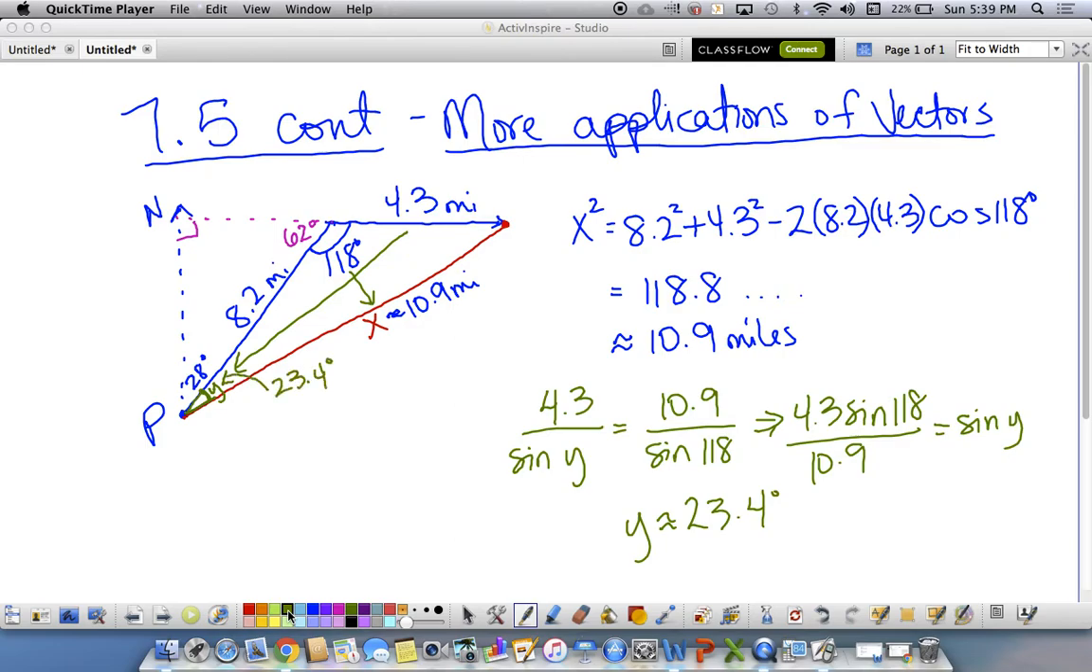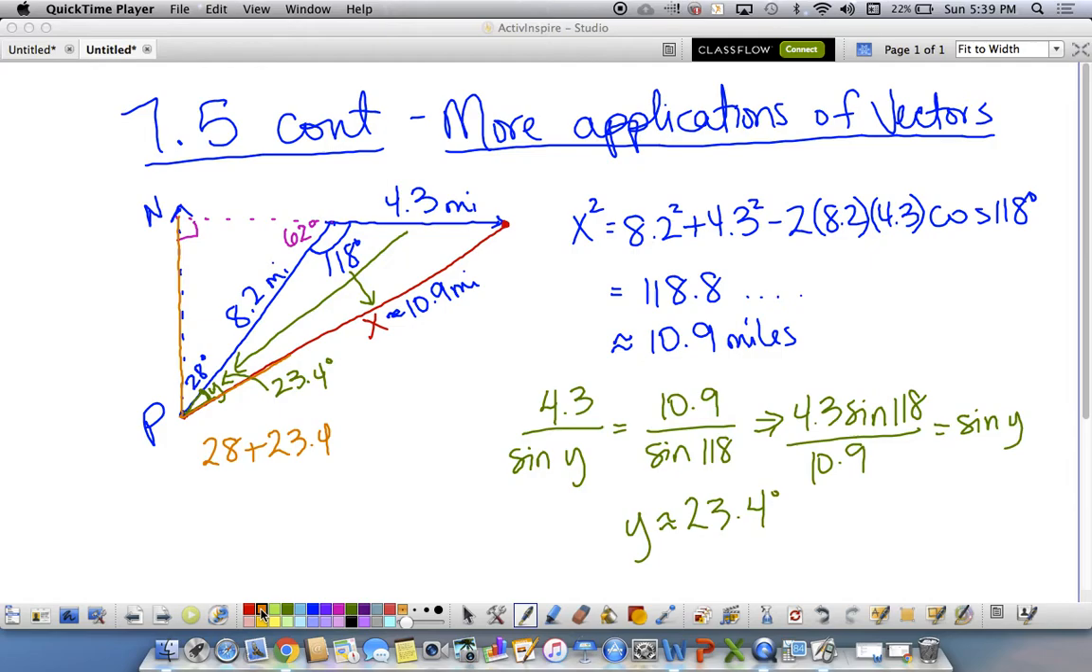23.4 degrees. But is that the angle it is? Is that the bearing? No, because remember bearings we want from due north. Okay, so I need all of it. I need 28 plus this 23.4.